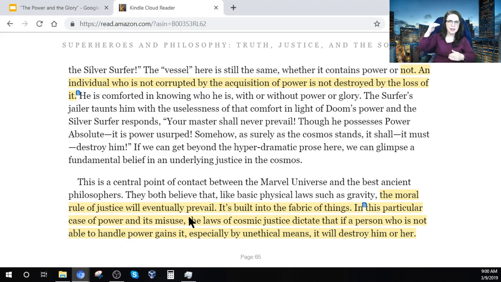This is going back to what we were just talking about, justice in the cosmos. In this particular case of power and its misuse, the laws of cosmic justice dictate that if a person who is not able to handle power gains it, especially by unethical means, it will destroy him or her. So, again, the authors do not believe in a capital G God that distributes punishment or provides accolades. They believe in the cosmic justice, and they're demonstrating this between these two characters.